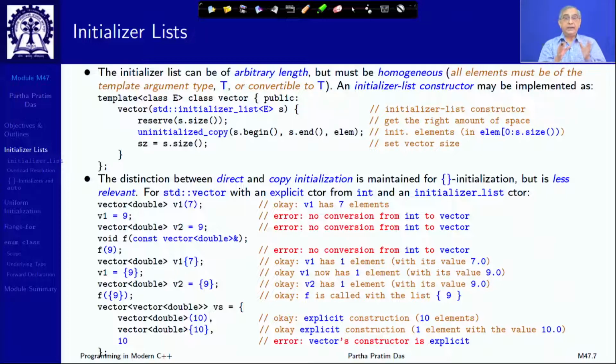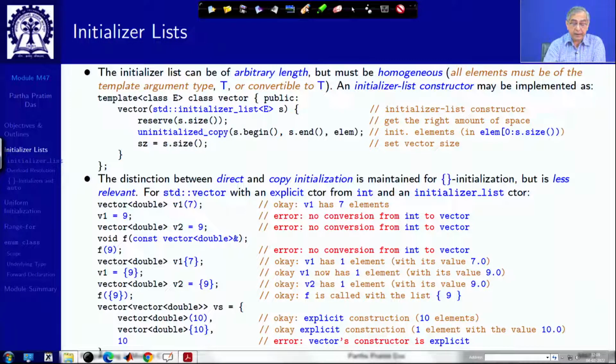An initializer list can be of arbitrary length, 0, 1, anything. But the key point is it has to be homogeneous, which means that each element you use in the initializer list must be of the same type. Initializer list has a type T, so it must be of the same type T or something which is convertible to T. So, I can write a constructor of vector which takes an initializer list of underlying type E. So, it is a vector of E. So, that list is S.